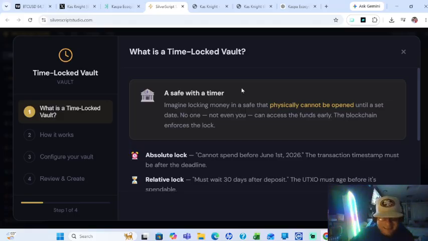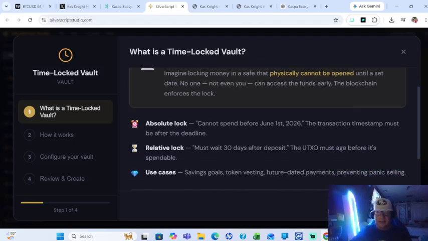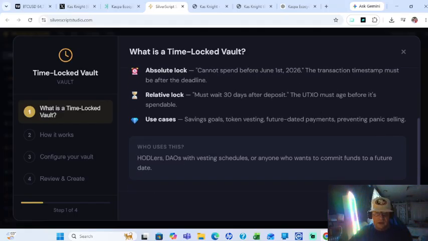So you put your money in, it's like a savings account. Absolute lock: you cannot spend it before June 1st, 2026. Time lock, the transaction timestamp must be after the deadline. That's locked in, right? Or you can have a relative one: you must wait 30 days after the deposit. The UTXO must age before it's spendable. 30 days, right?